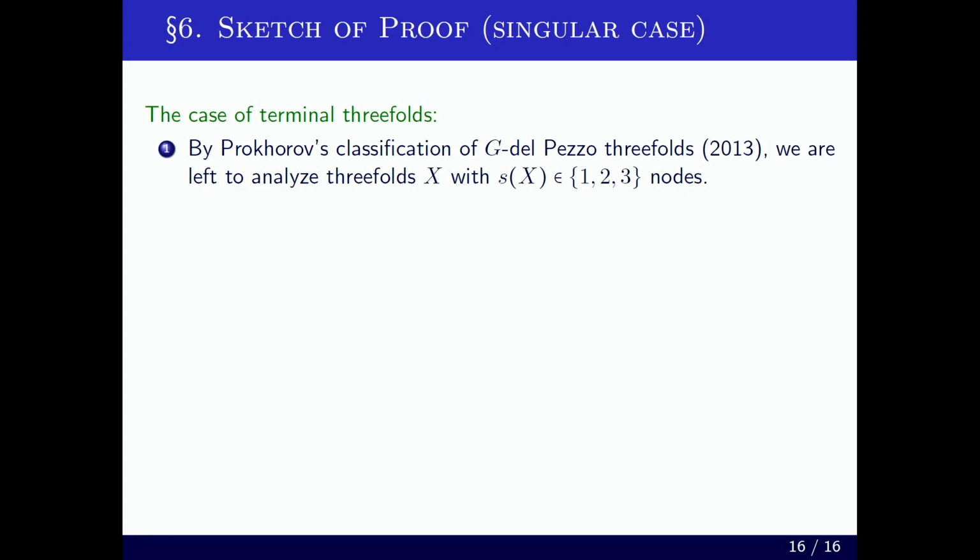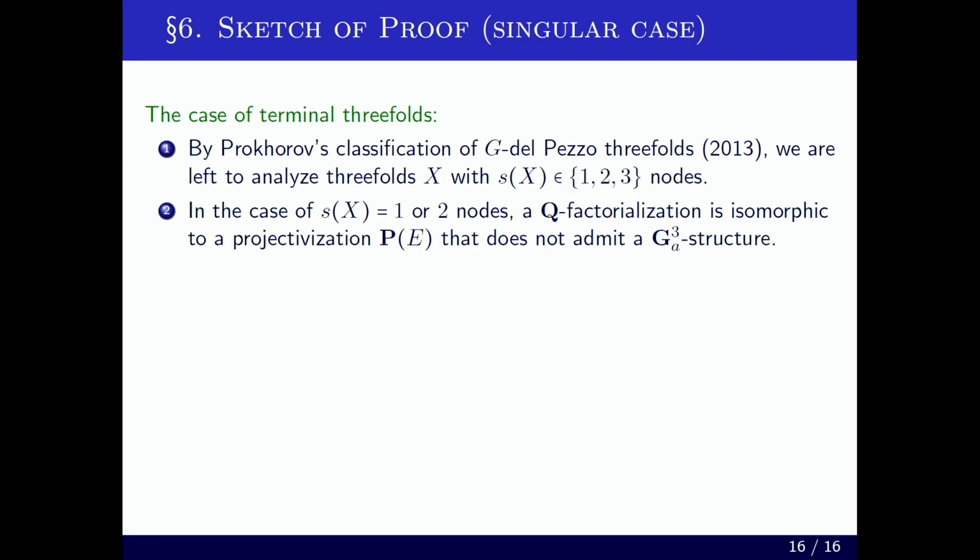And let me very quickly give you a glimpse of the case of singular varieties. For threefolds, there is a classification by Prokhorov of Gorenstein del Pezzo threefolds. Essentially, by this classification, we are left to analyze the case of threefolds with nodes: 1, 2, or 3 nodes. In the case of 1 or 2 nodes, we can essentially invoke a result by Prokhorov and Pettronel that tells you that a Q-factorialization, a birational model of these varieties, is isomorphic to the projectivization of some vector bundle. And actually, this vector bundle is very explicit.